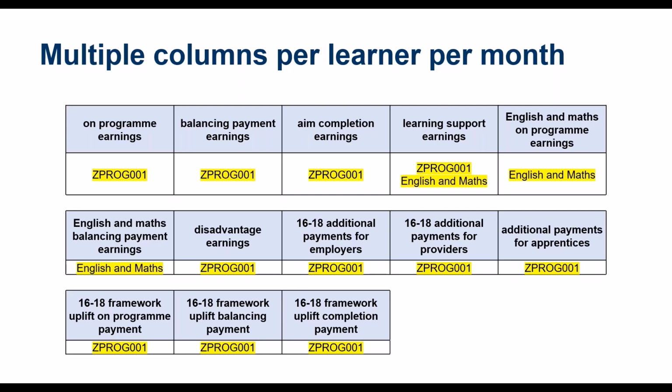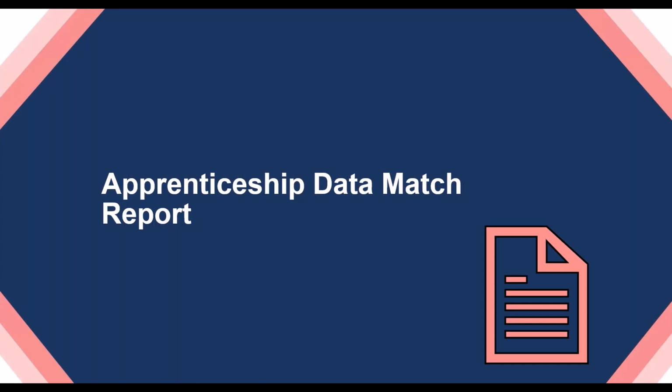So English and maths on programme earnings and balancing payment earnings will appear against the English and maths row, and learning support earnings can appear against English and maths rows. I think a scenario where that would happen is learning support is continuing and you're after the planned end date of the Z program. So learning support earnings can appear against English and maths rows in those contexts. So we can move on again.